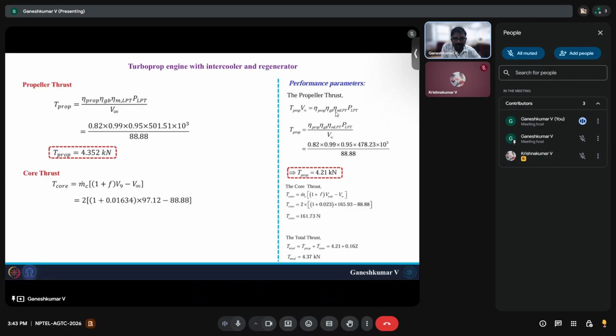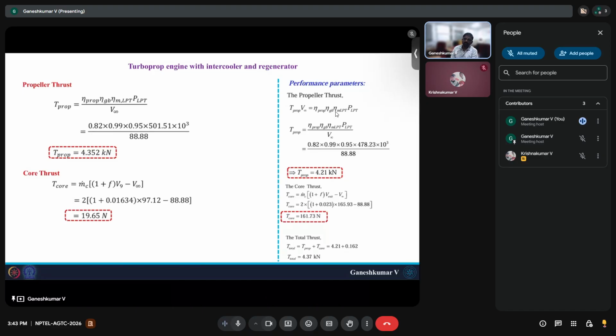And the pressure thrust is not being added here because the nozzle is unchoked, so pressure P9 and P infinity are the same, so that's why it's a 0. So this T core is going to be very low, which is 19.65 newtons.